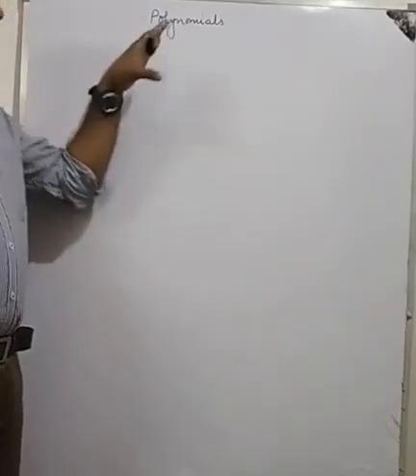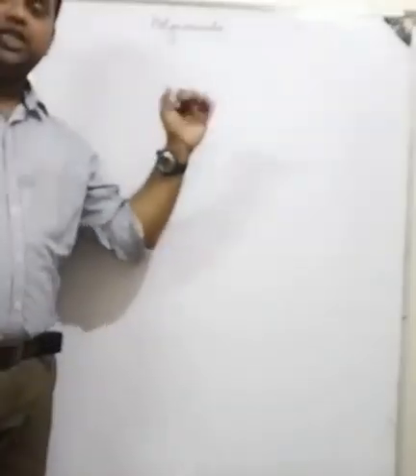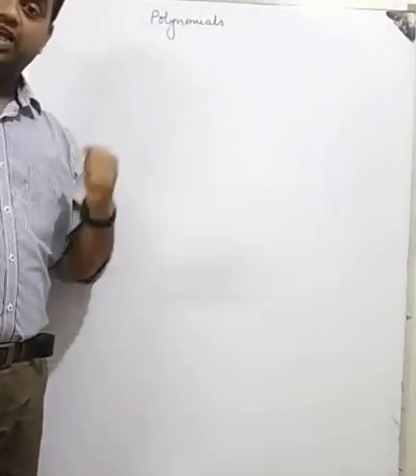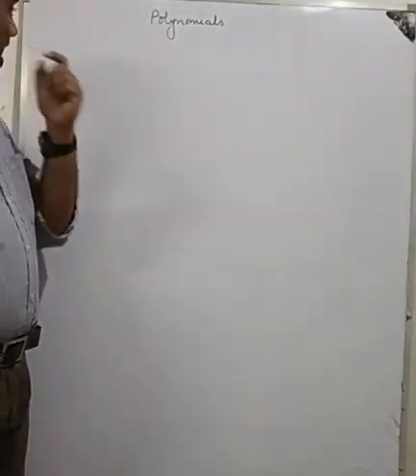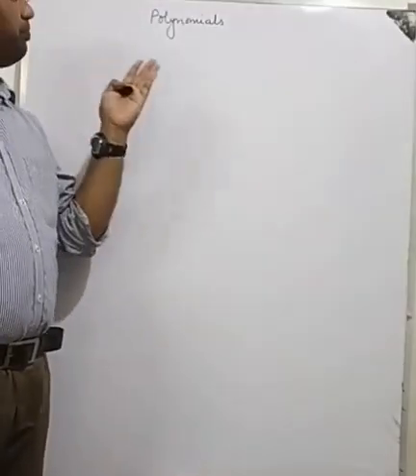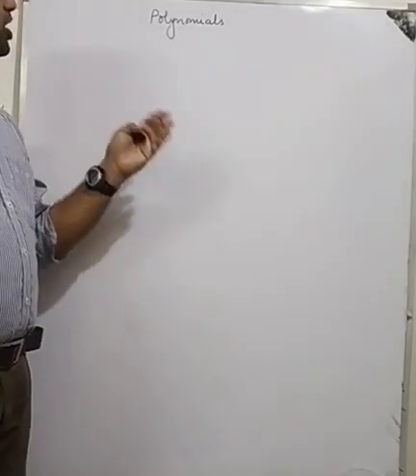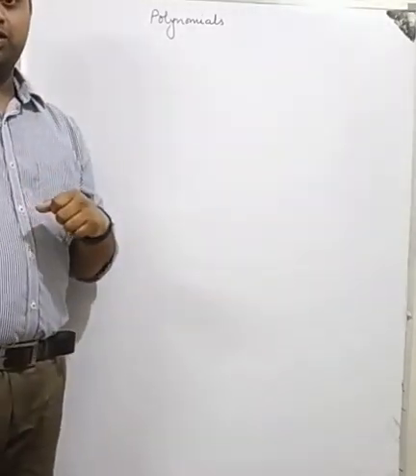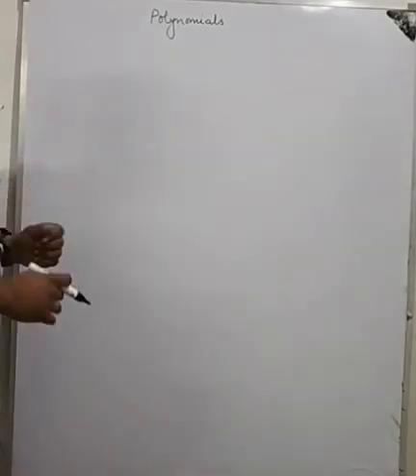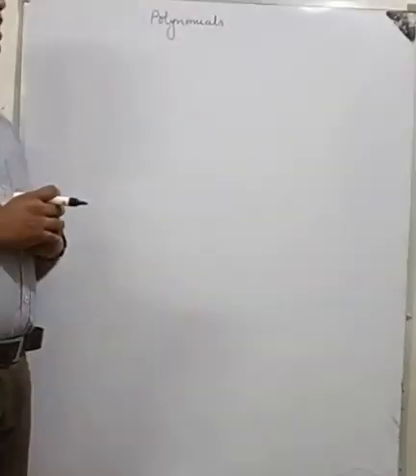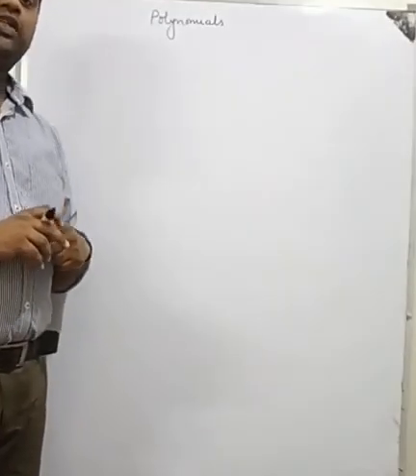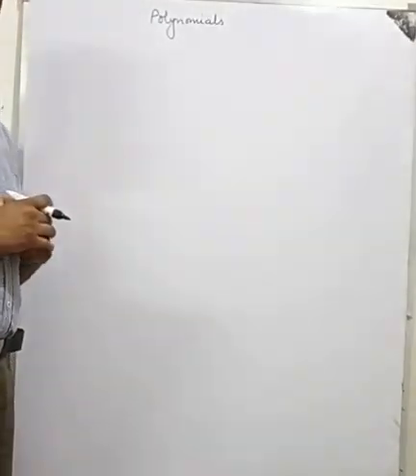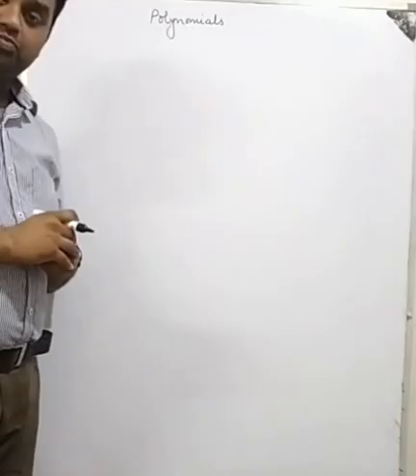This topic we already studied in our previous class, that is class 9, as a polynomial in one variable. So today also we are going to study the polynomial and one more term that is related to polynomial, the zero of a polynomial.